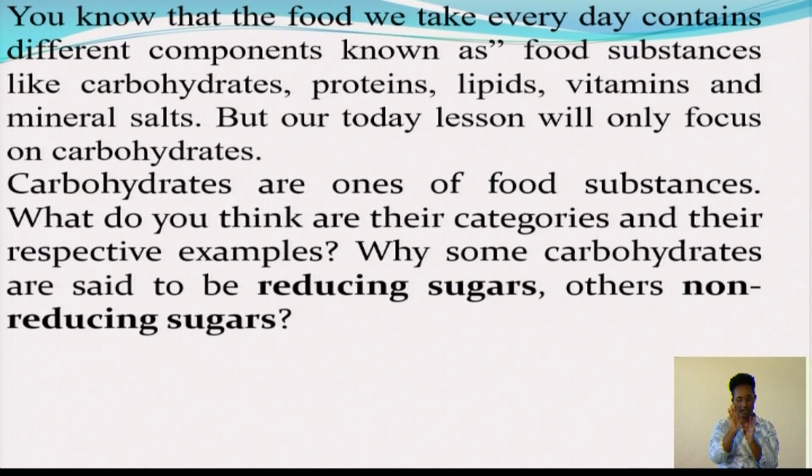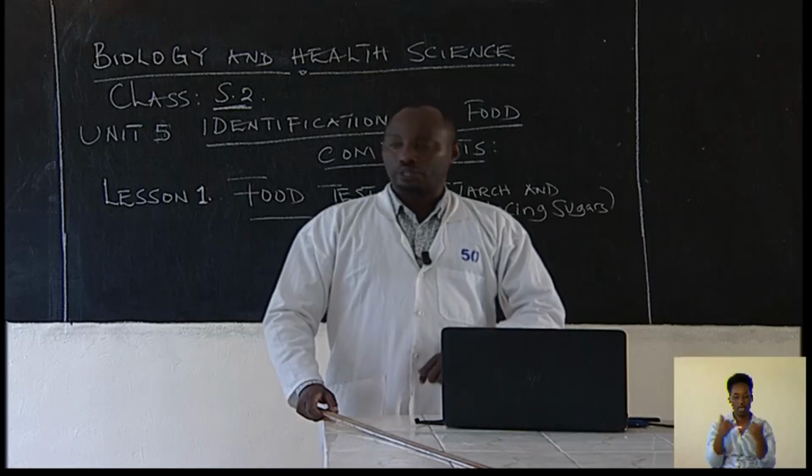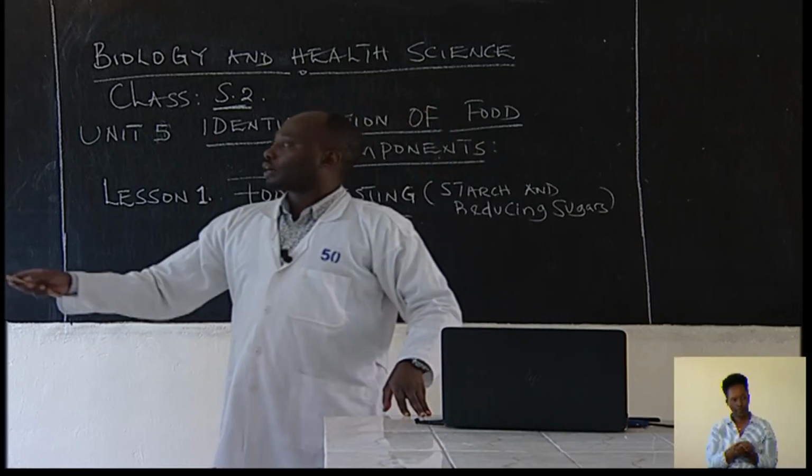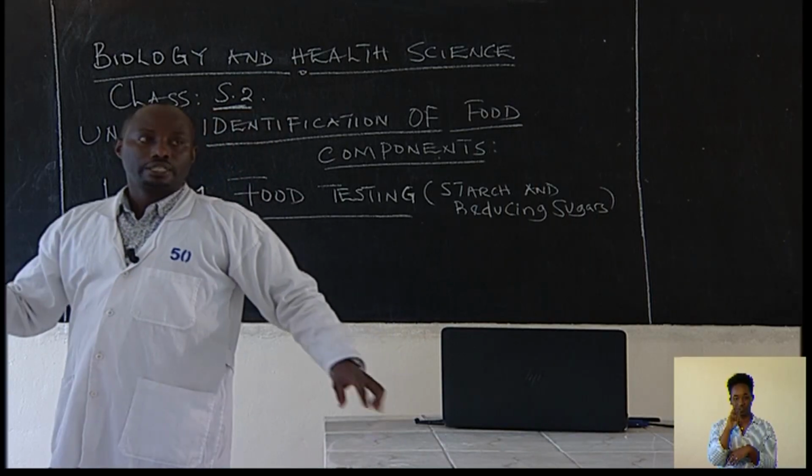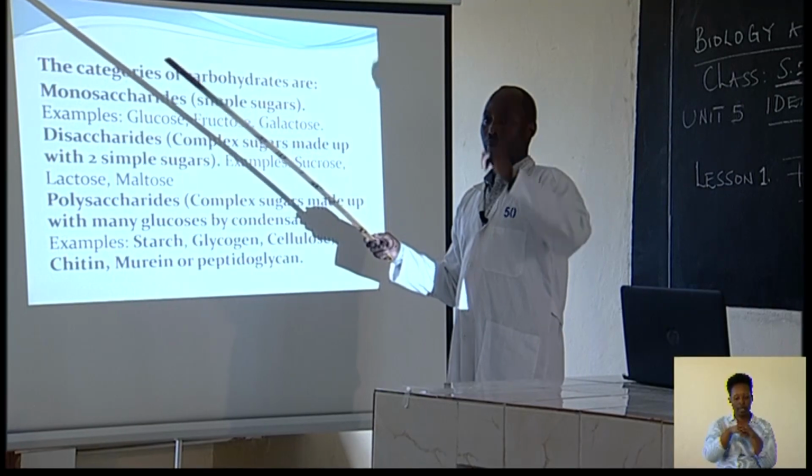Why some of the carbohydrates are said to be reducing sugars, and why some of them are non-reducing sugars. Let's go through the lesson. Carbohydrates are categorized into 3 classes. Student, let me mention the 3 classes of carbohydrates.